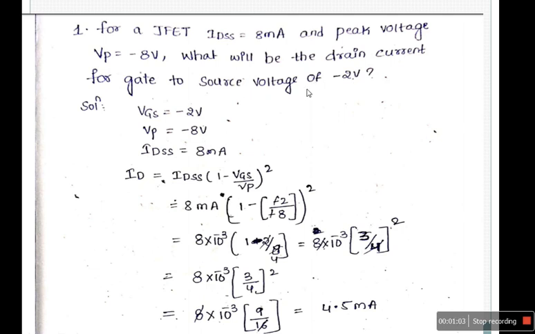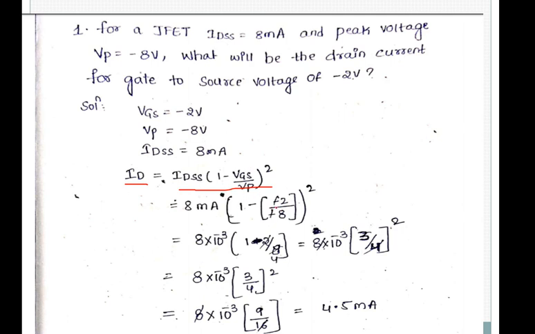So from the given data I am writing all those things, and the drain current formula is ID equal to IDSS times (1 minus VGS by VP) whole square. So here I am substituting all the values: IDSS equal to 8 milliamperes, VGS equal to minus 2 volts and VP equal to minus 8 volts.